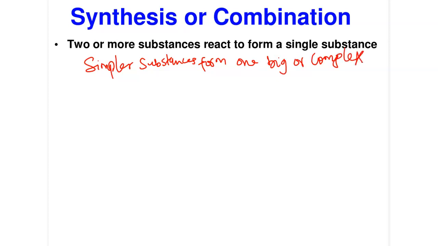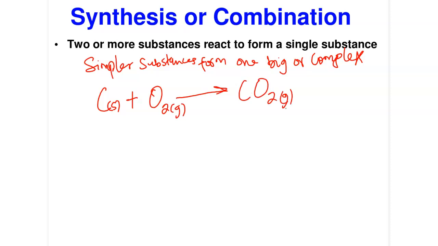So a very good example here will be, now, if carbon reacts with oxygen, of course, this is a gas, to form carbon dioxide. Here you have 2 single elements combining to form a bigger stuff of carbon dioxide. This is a good example of a combination reaction.